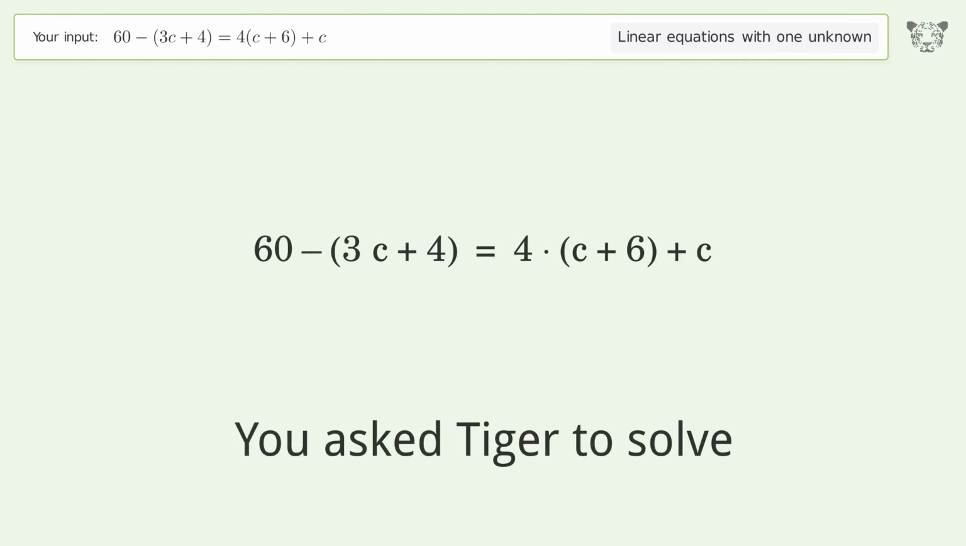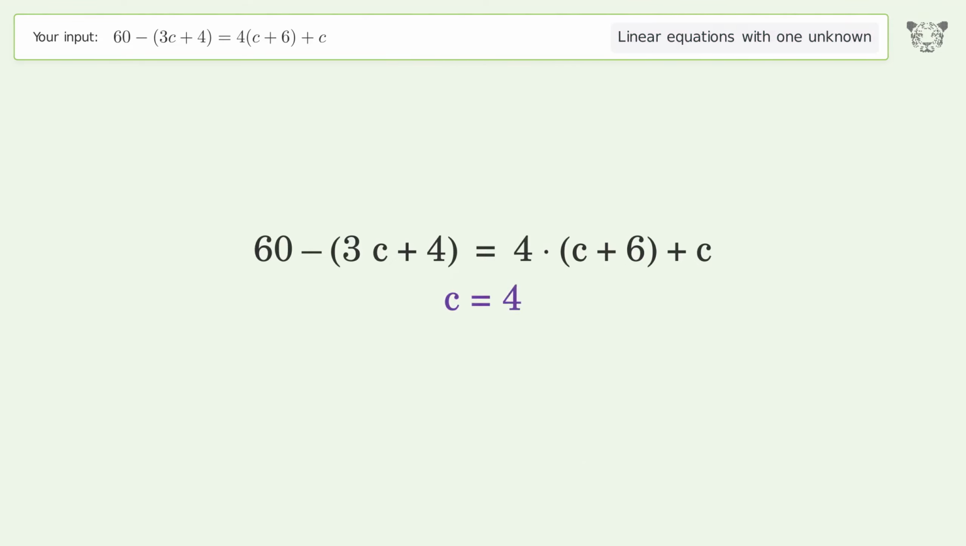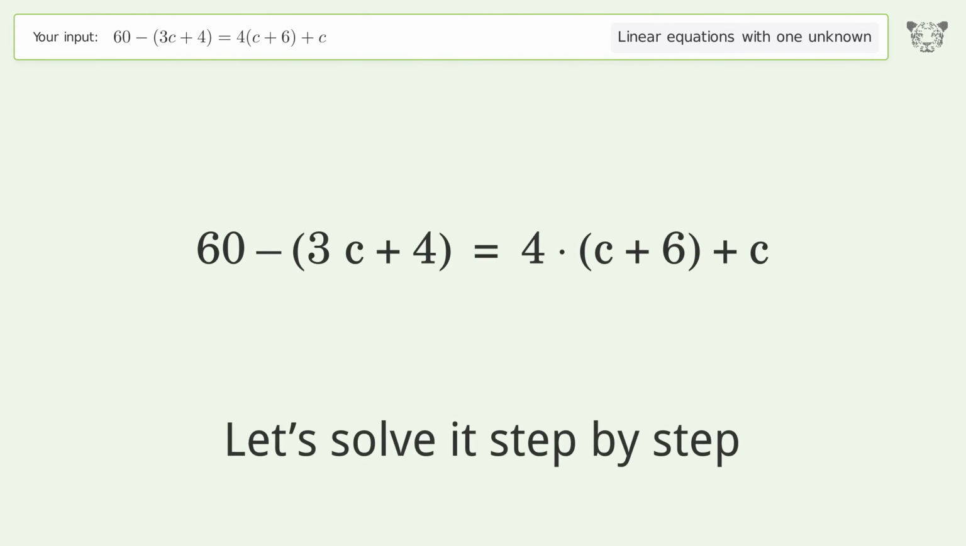You ask Tiger to solve. This deals with linear equations with one unknown. The final result is c equals 4. Let's solve it step by step.